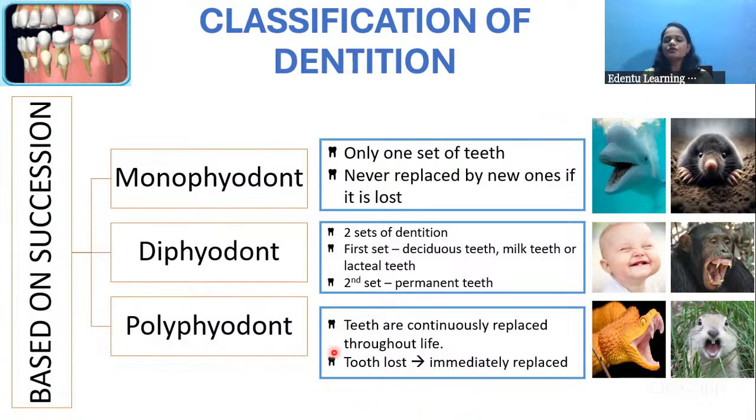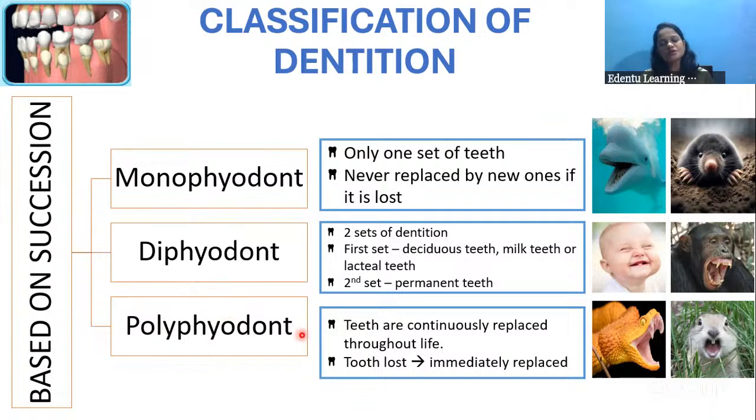In the polyphyodont type of dentition, the teeth are continuously replaced throughout life. If one set of teeth is lost, it will be immediately replaced by another. This is very important for these animals because of their mode of attacking prey and eating food, and it is very much essential for their survival. That's why these teeth are continuously getting replaced in such animals. So they are called polyphyodont.